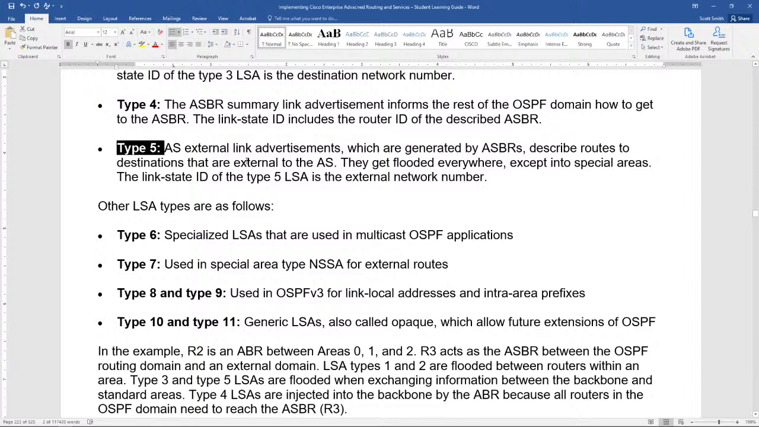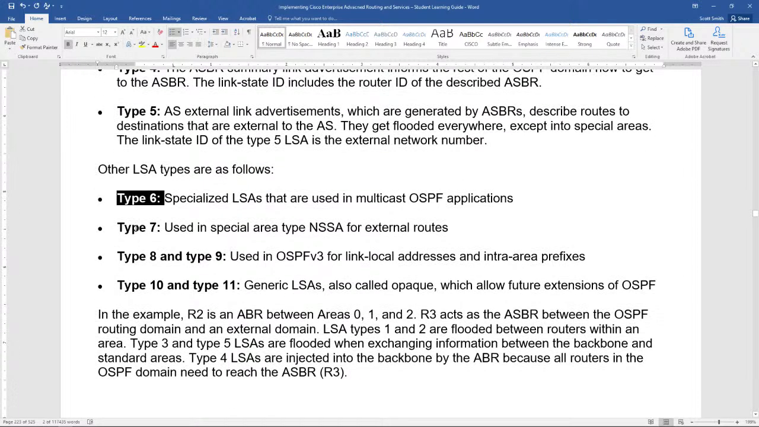Now, type 5s will go everywhere except special area types. Type 5s do not propagate into any OSPF special area, that would be stubby, totally stubby, not so stubby, or totally not so stubby. You would not see type 5 LSAs in any of those special areas. Now, there are some other LSAs. Type 6 we don't see too often. These are very specialized LSAs used to describe multicast networks. Type 7s you would see. A type 7 is basically a type 5. It just happens to be generated by an ASBR that is in a special area type.